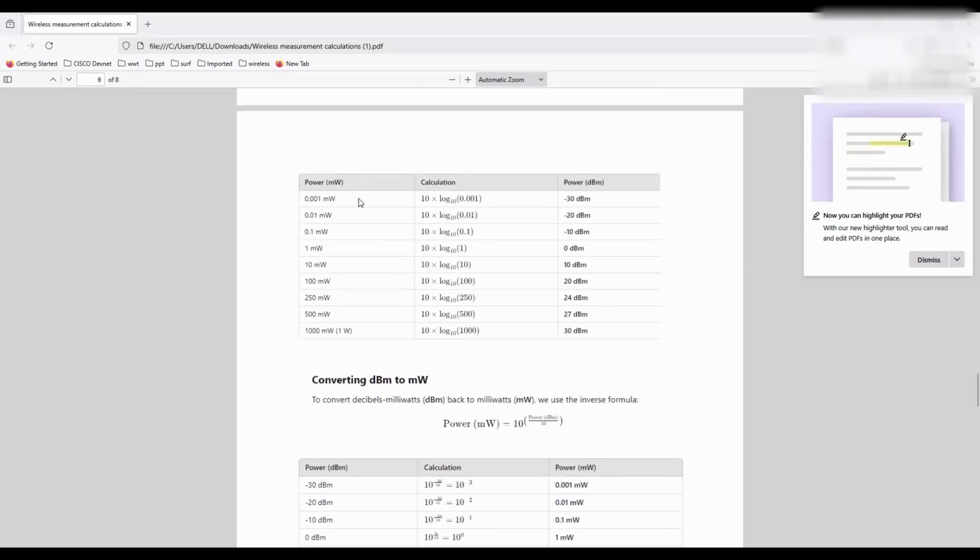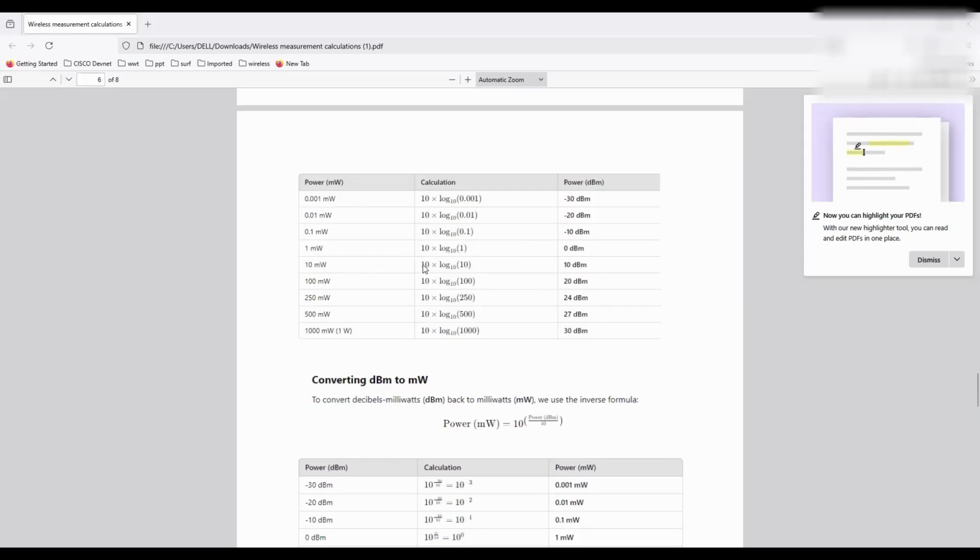So here is the chart. You can check out 10 milliwatts. You can see, we'll start from here. 1 milliwatt, you can see 10 to the power of 1 is 10 to the power of 1, then 10 into 0, so that is 0 dB. So log 10 of 1 is 0, so 10 into 0 is 0.